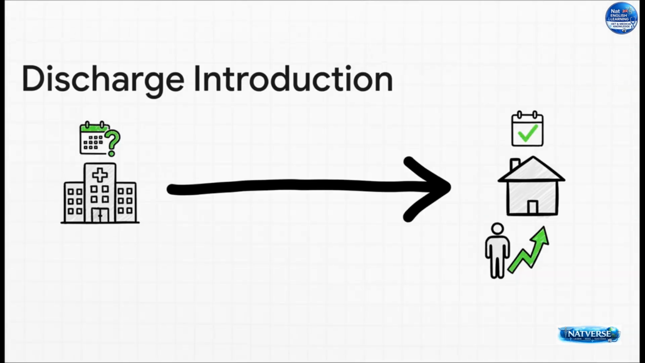The introduction here should just quickly set the scene, recap the essential facts of the admission, when, where, and why it happened. Then, clearly state the discharge date and give a concise summary of the patient's condition as they're leaving your care. This gives the GP that immediate context they need.